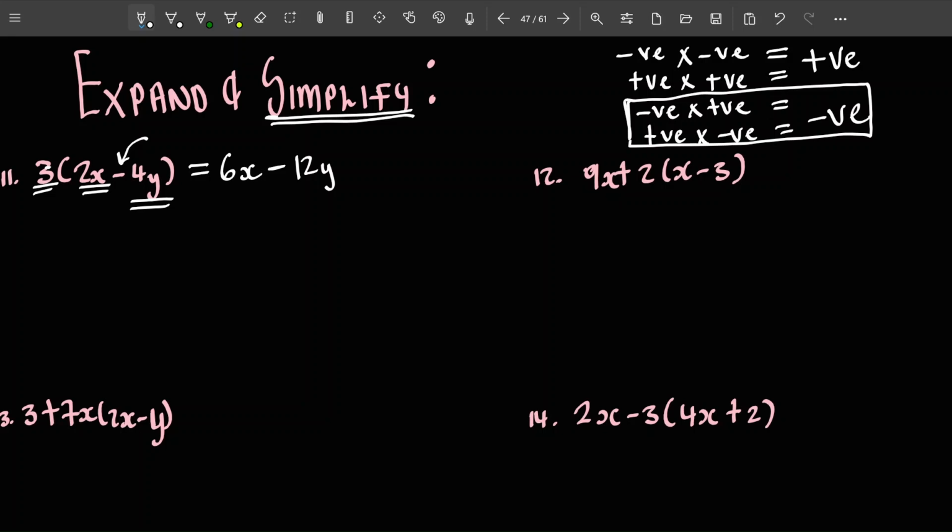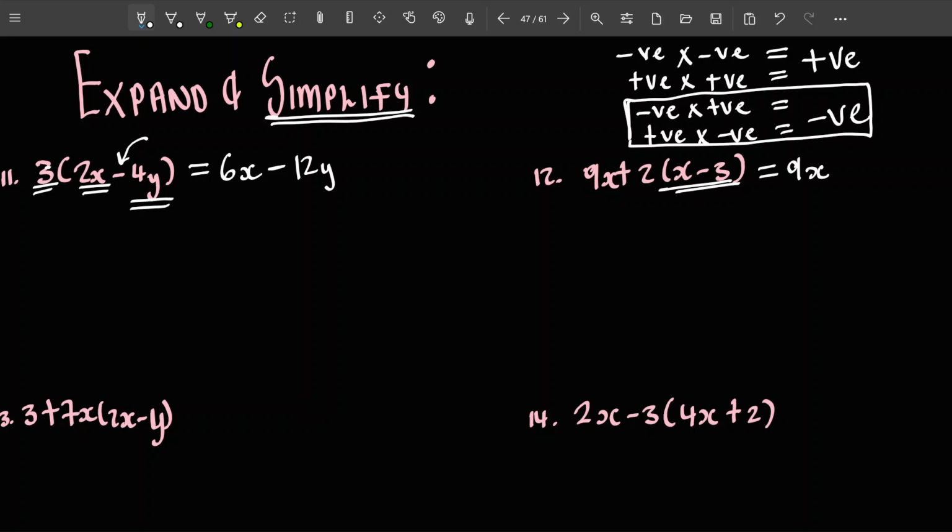I go to number 12. 9x plus 2 multiplying x minus 3. So distributive law applying here says this 9x is not going to be part of the multiplication. It's just going to come as it is. But then this positive 2 is the one that is going to multiply the whole bracket. Everything inside this bracket.